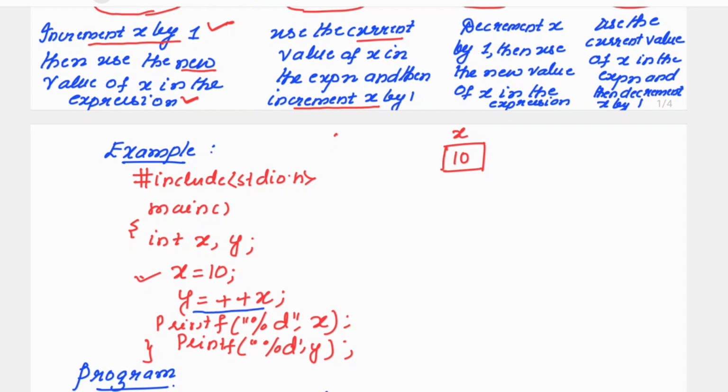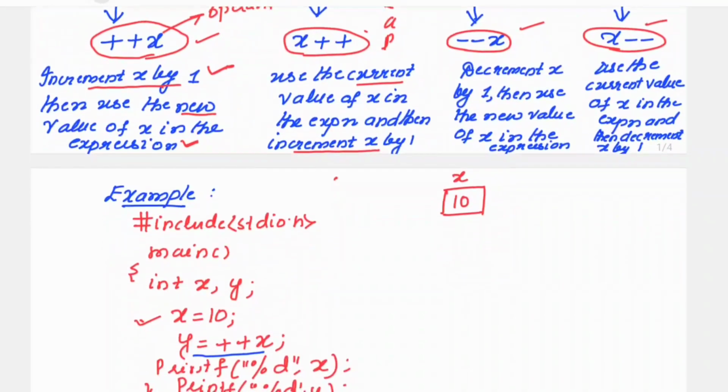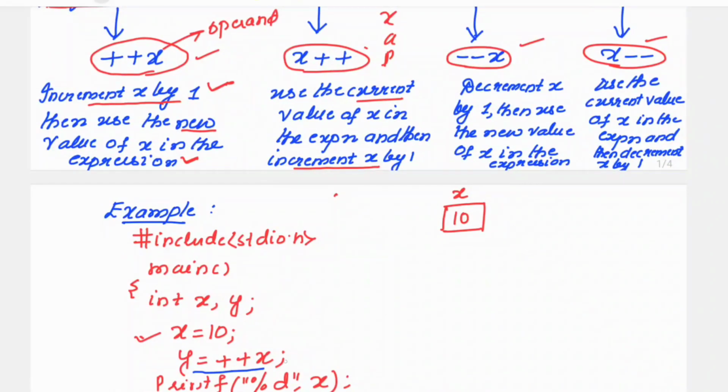Plus plus x is the prefix increment. Prefix increment says to increment x by 1 and then use the new value of x in the expression. So once you increment the x value, what will happen? Now the new value of x will be what? It will increase x by 1, it becomes 11. And once it becomes 11, that 11 you are assigning to y. See, this plus plus x is now 11, and that 11 you are assigning to y. So y will have a value of 11.